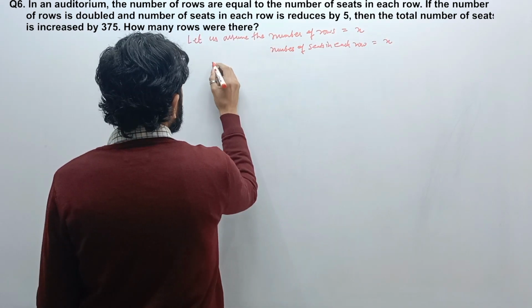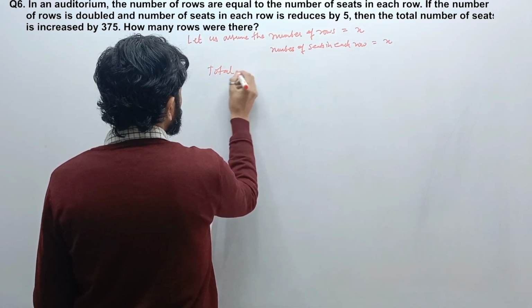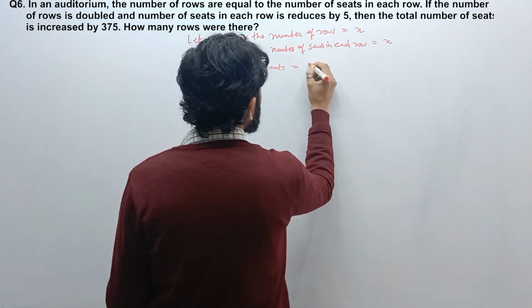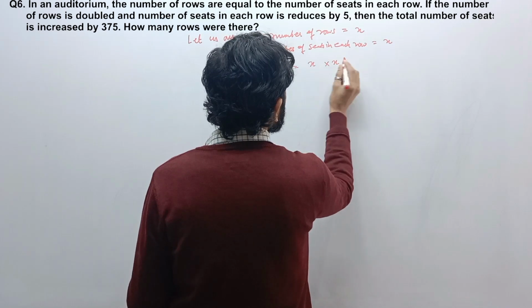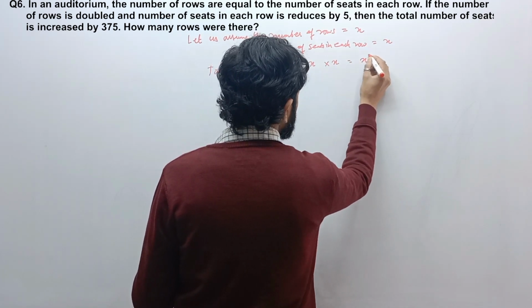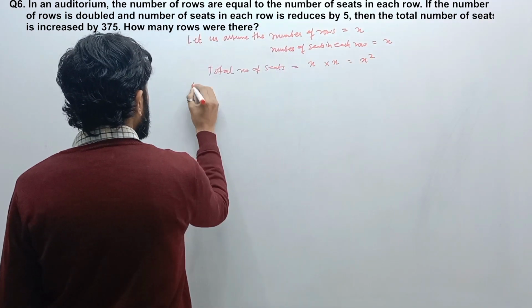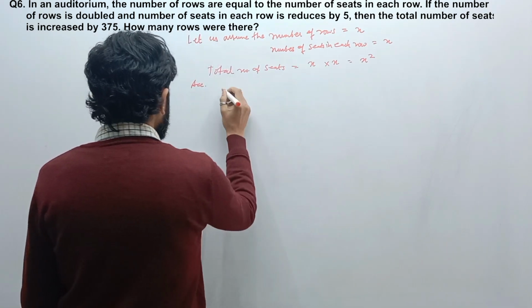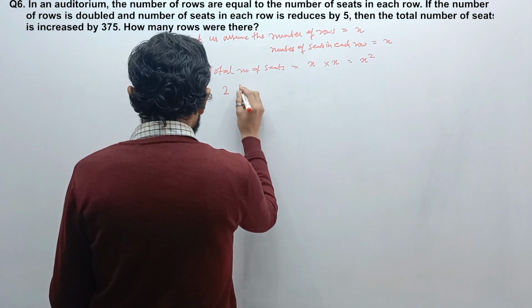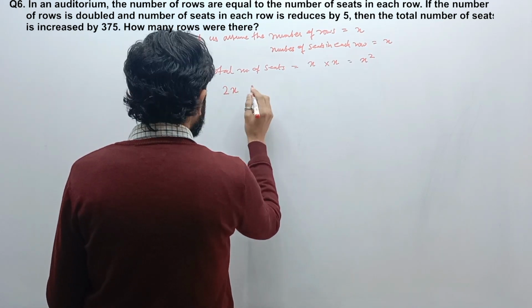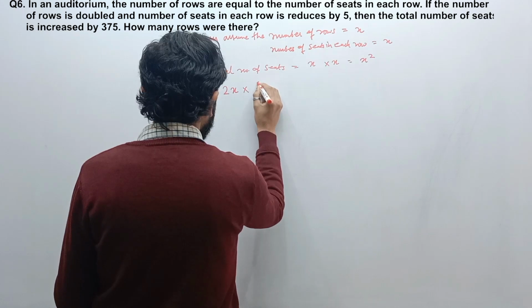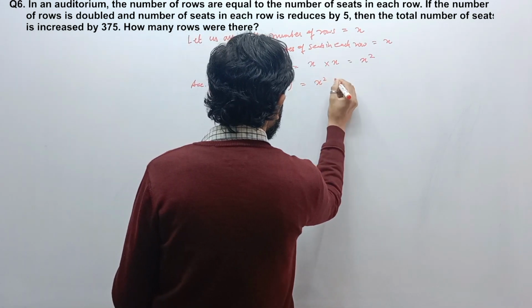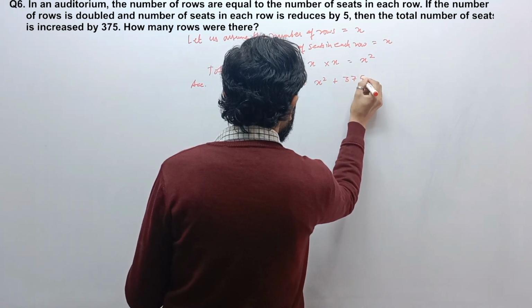Now the total number of seats would be the number of rows multiplied by the number of seats in each row, which would give you x square. Now according to the question and the condition given in the question, 2 into x multiplied by x minus 5 will give you x square plus 375.